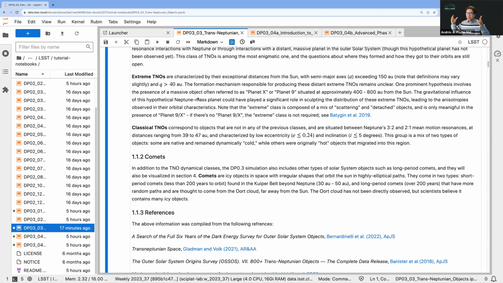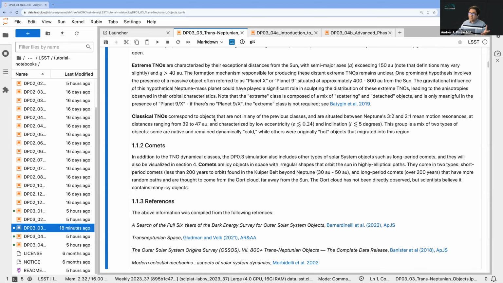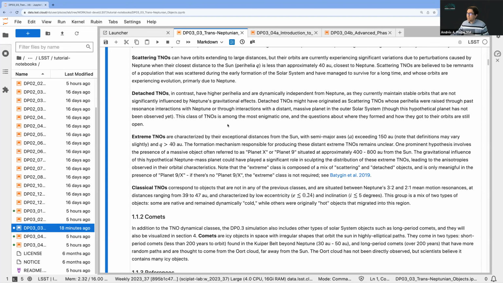But if you do an analysis of the orbital elements of this type of objects, you can see preferential clusterings. This is a hot topic of debate, but the clustering of the different orbital parameters of the extreme TNOs offers evidence in favor of the existence of another planet in the solar system, which is the Planet 9 or Planet X hypothesis. However, this is still being debated, and if we don't have Planet 9, then we don't need these extreme TNOs.